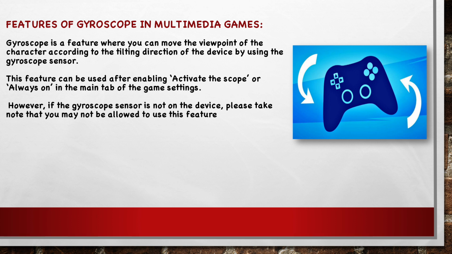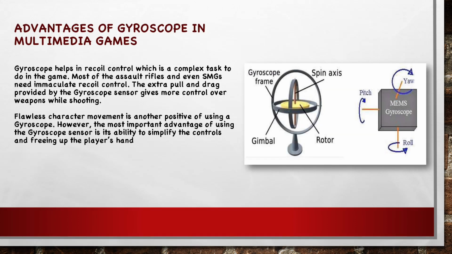Gyroscope is a feature where you can move the viewpoint of the character according to the tilting direction of the device by using the gyroscope sensor. This feature can be used after enabling the gyroscope, or always on, in the main tab of the game settings. However, if the gyroscope sensor is not on the device, please take note that you may not be allowed to use this feature. What are the advantages of the gyroscope in multimedia games?